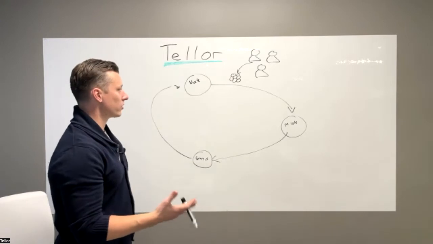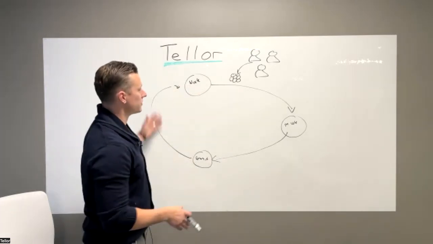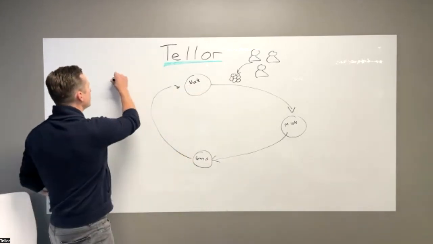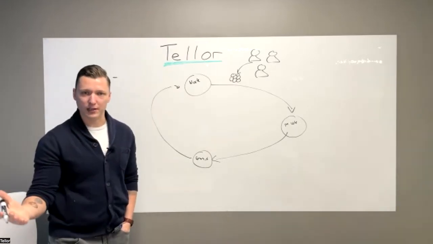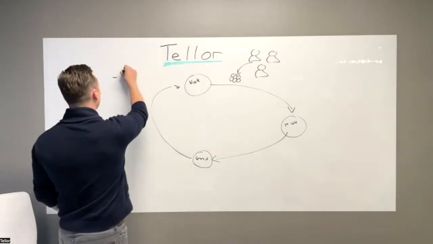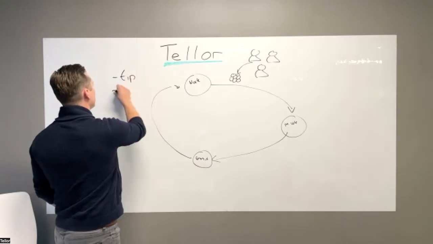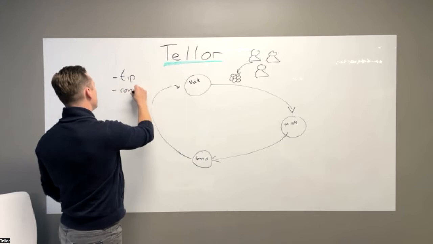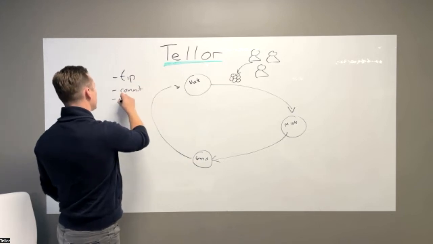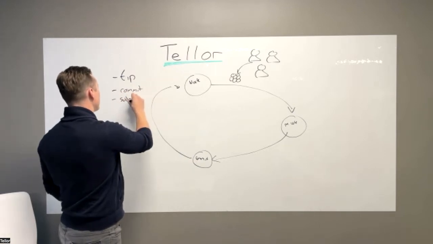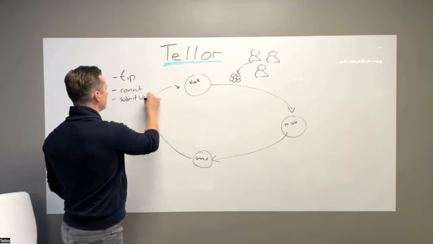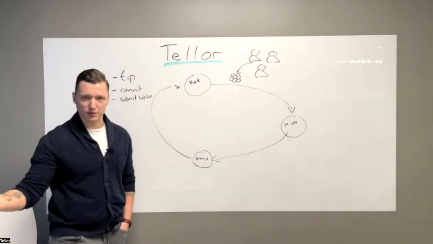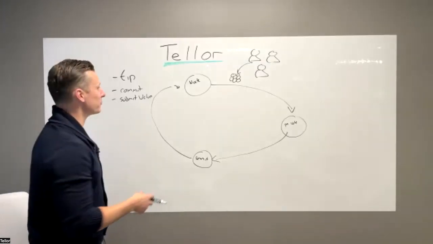Now, Tellor works in kind of the same thing, but it's like a 3-step phase to getting a report on Tellor. So the first piece is a tip. Second piece is a commit. And third piece is a submit value. So like we'll just use prices because prices are nice and easy and intuitive. Yes, everybody knows what a price is and what we're looking for.